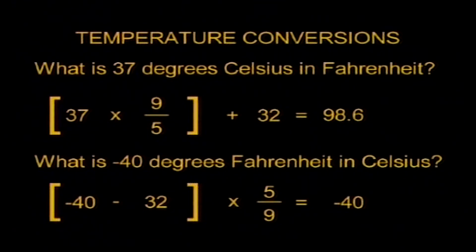For example, what is 37 degrees Celsius in Fahrenheit? Multiply 37 by 9 and then divide by 5 and then add 32, equaling 98.6. Let's try another. What is minus 40 degrees Fahrenheit in Celsius? Subtract 32 from minus 40, then multiply by 5 and divide by 9, equaling minus 40 degrees Celsius.